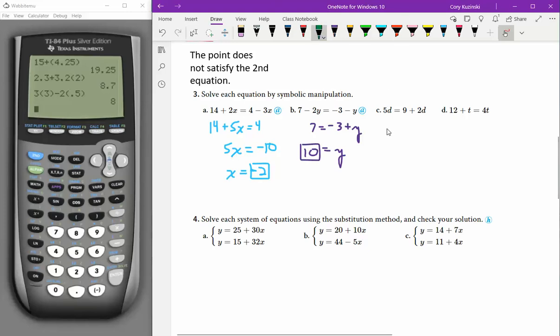On C, I think I'll subtract 2d from both sides. So 5d minus 2d is 3d. And then I'll divide both sides by 3. So d equals 3. And on D, probably the easiest thing to do is to start off by subtracting t from both sides and then dividing both sides by 3.